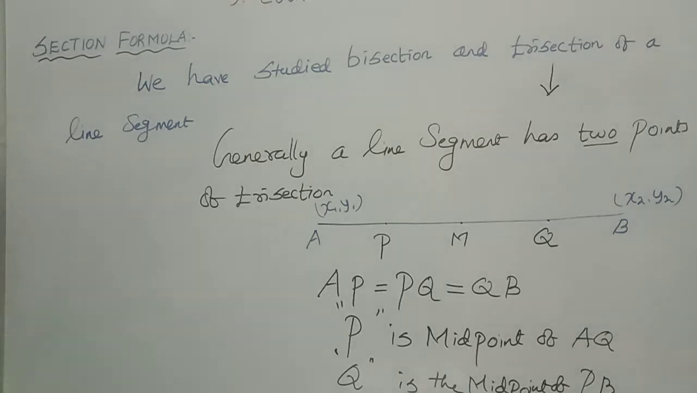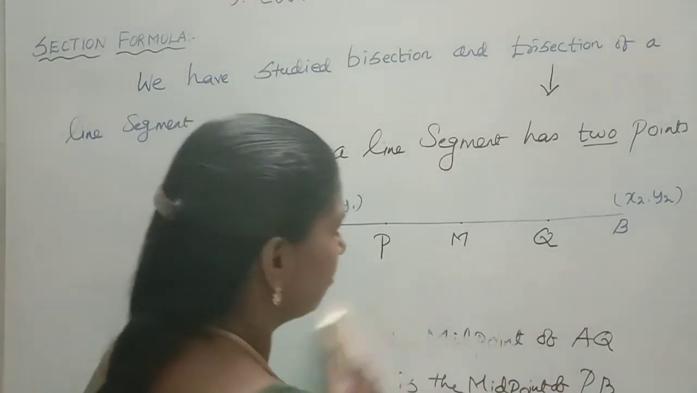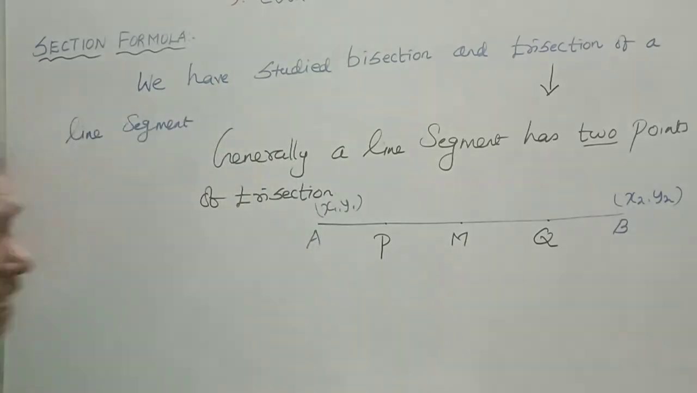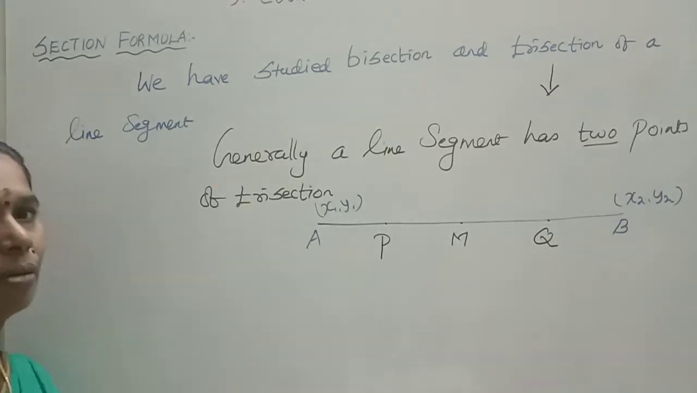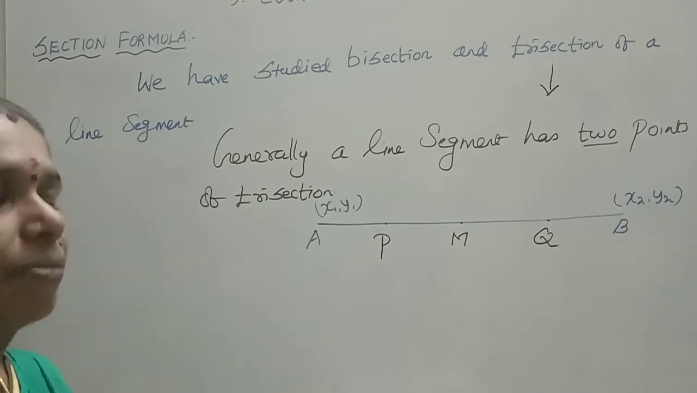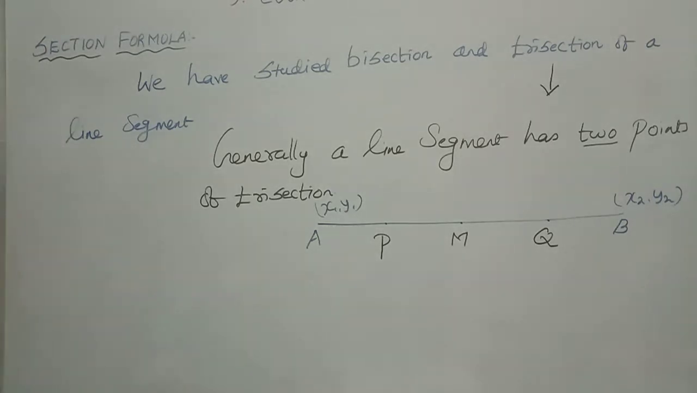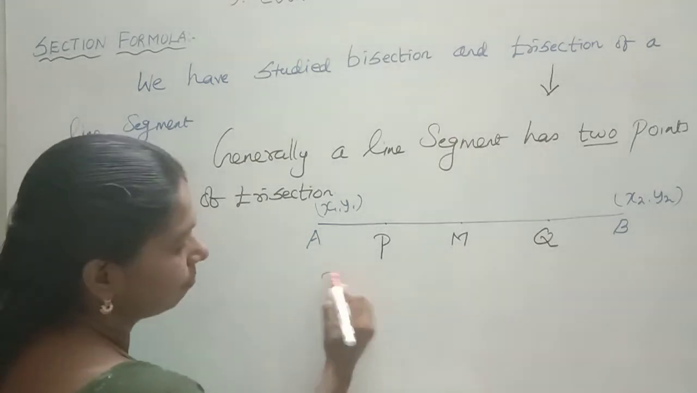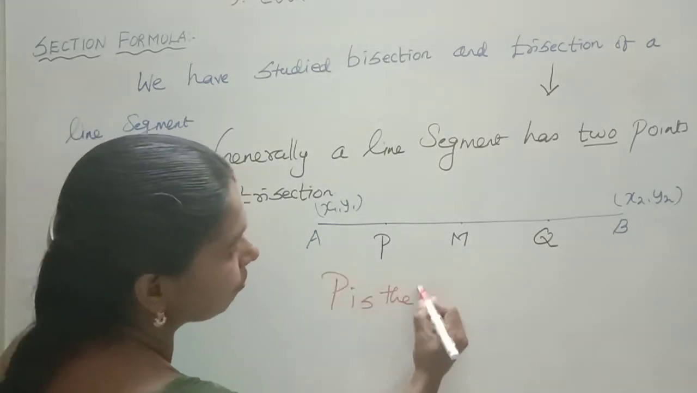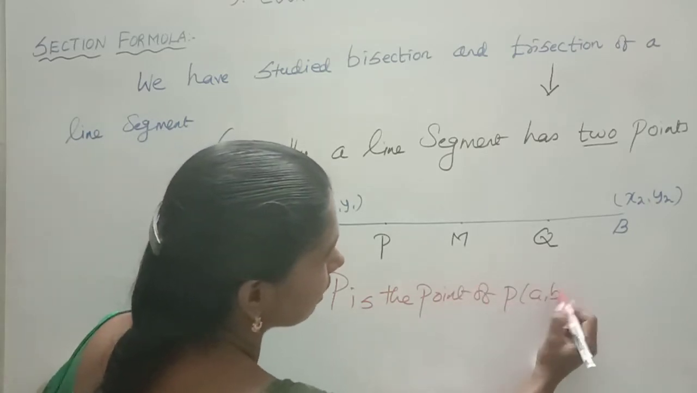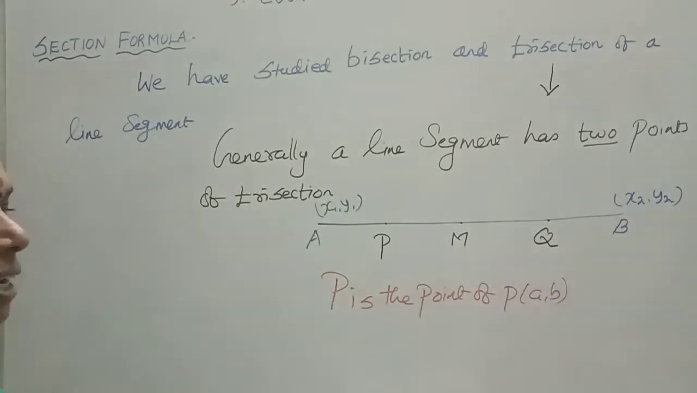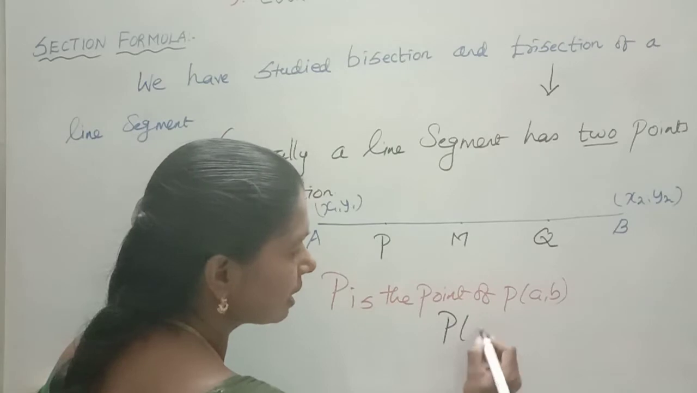We also discussed the formula last week and did one sum. Now, what is the formula? For points of trisection, we have studied the formula. If P is a point, we used the coordinate system and derived the formula. Better you revise last week's video, then you will come to this week's class. Now, P of a comma b, see the formula.